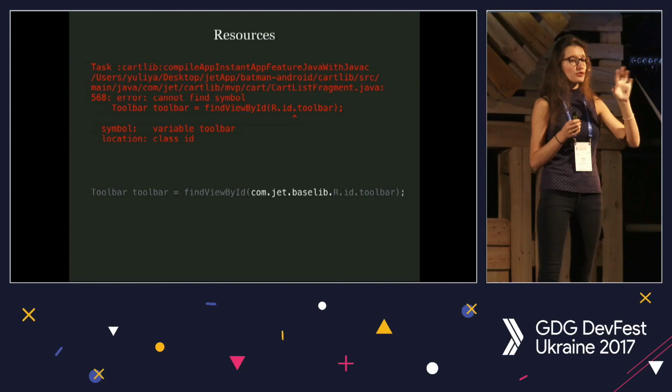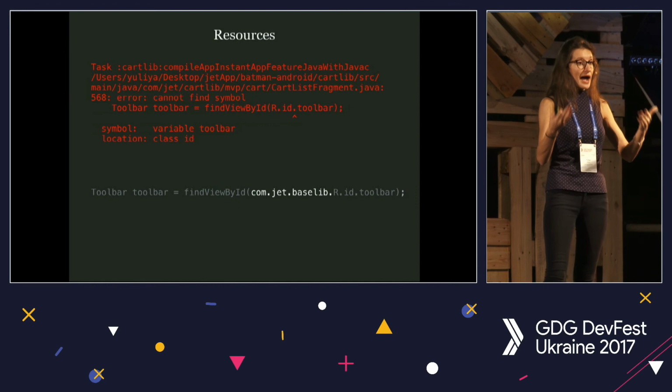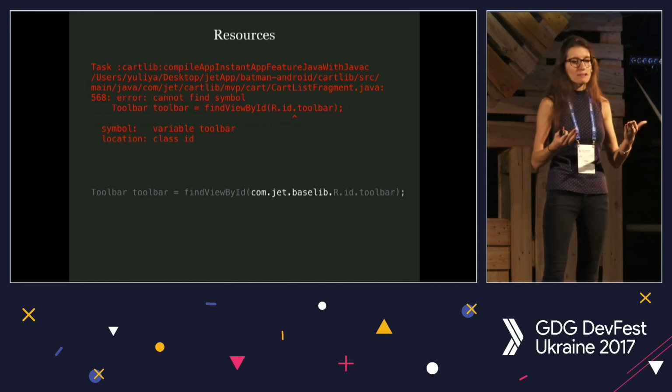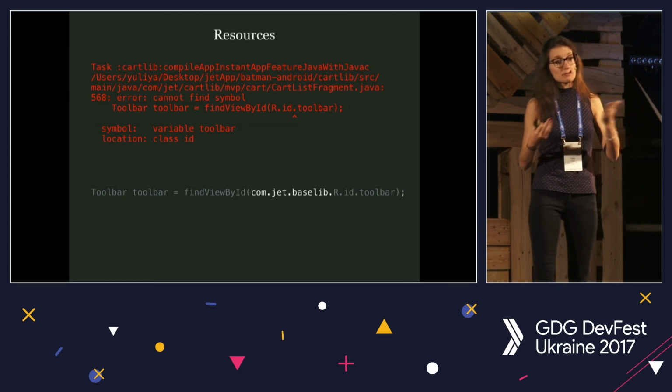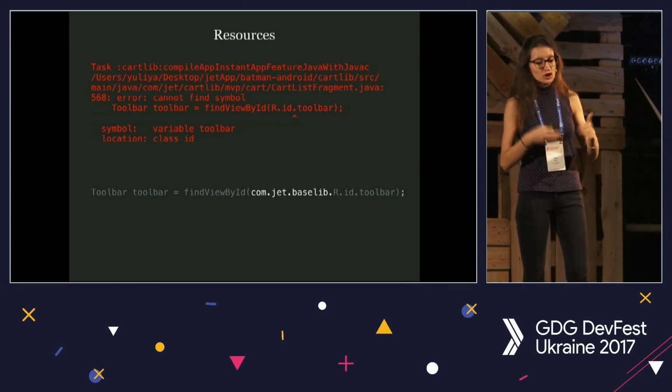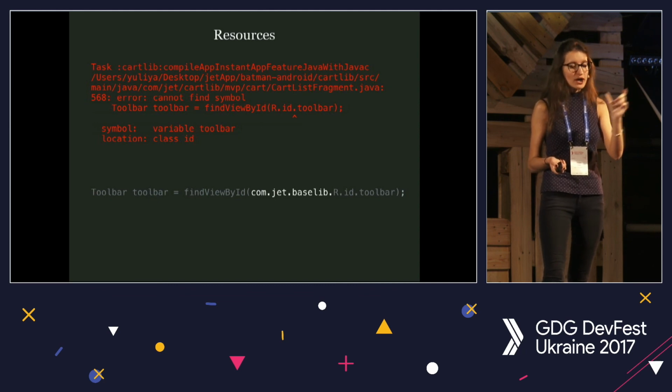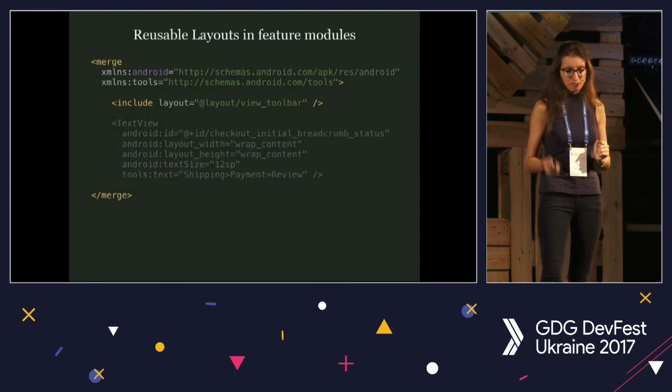And why is that the case? Because feature modules and the base module have different package names. Just because they have different package names, we have different resource packages, and in order to solve this issue, you have to specify not just the ID that you specify in the XML file, you have to prepend it with the package name.